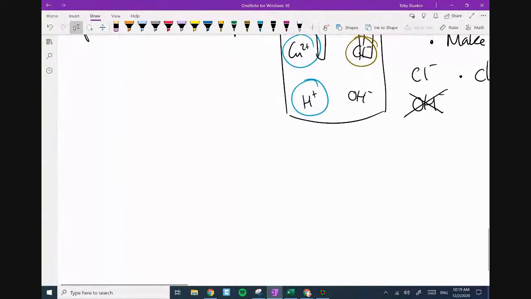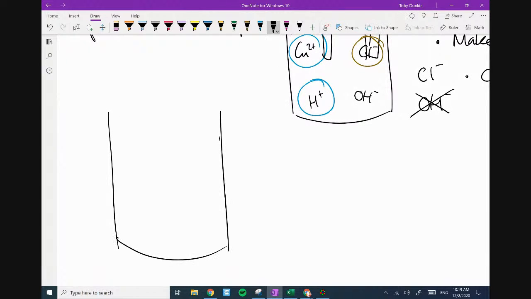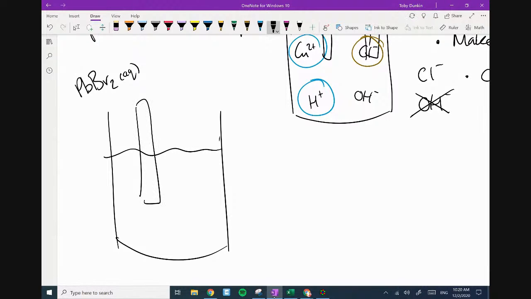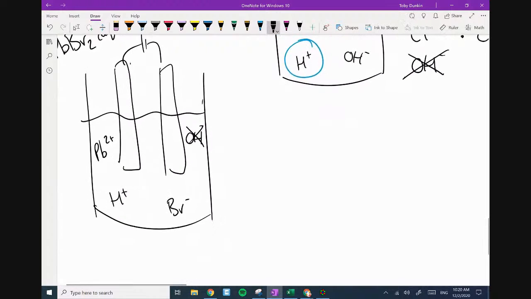Let's look at another one. Let's do another one. What about aqueous lead bromide? Aqueous lead bromide. Let's do that one. Right. So what ions are we going to have? We're going to have Pb2+, we're going to have Br-, we're going to have H+, and we're going to have OH-. We never do the OH-, so just ignore it. So we're going to get bromine here.